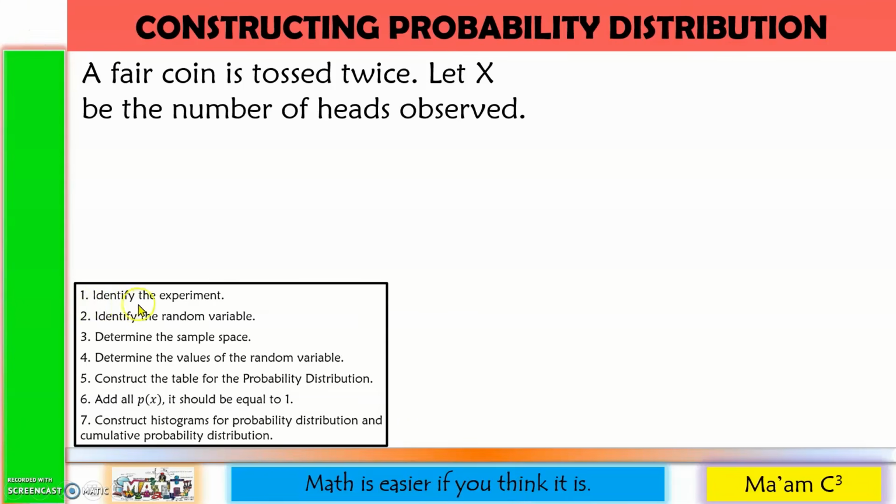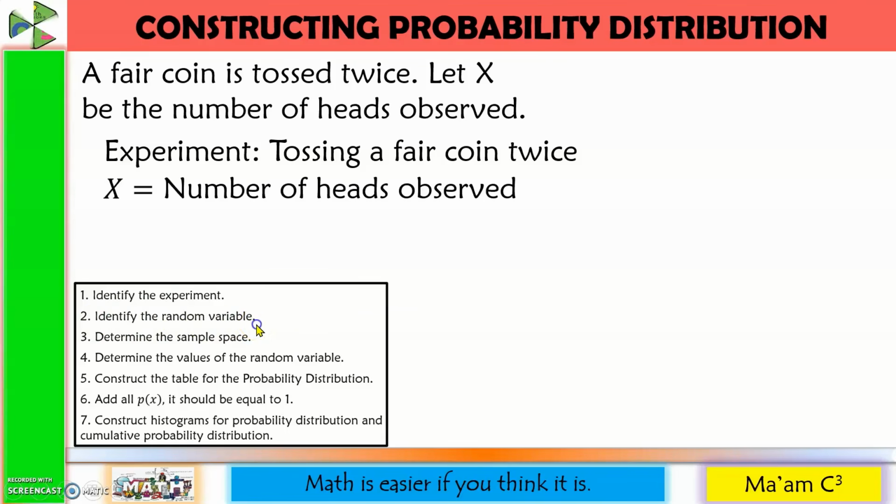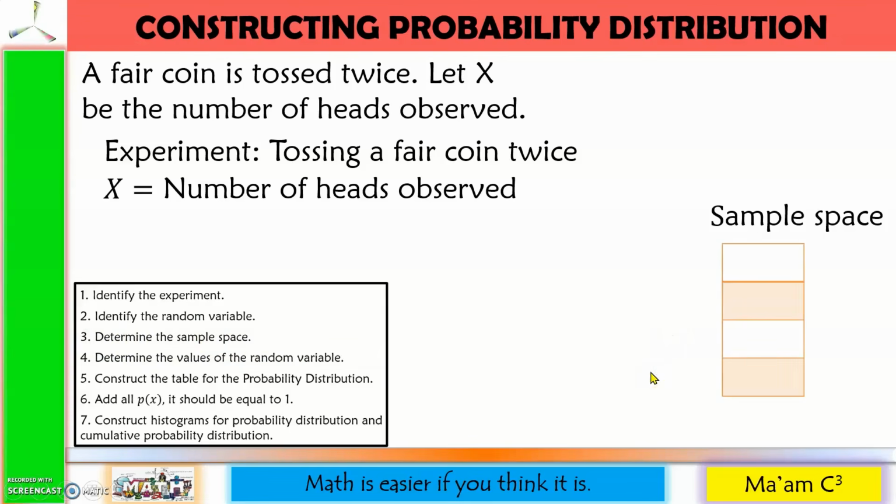Number 1, identify the experiment. Our experiment is tossing a fair coin twice. Number 2, identify the random variable. Our random variable is the number of heads observed. Step 3, determine the sample space. For the sample space, let us list down the possible outcomes.